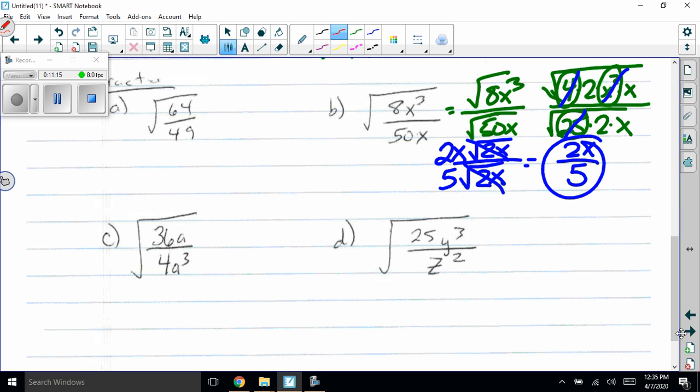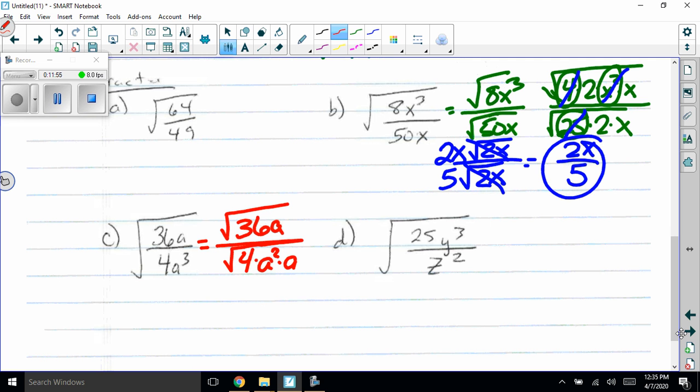Radical 36a over 4a cubed. We'll split them, and we've got radical 36a on top, and then radical 4, and then a cubed is actually a squared times a. Anytime you've got an odd exponent for your variables, you can just pull one out, and then the rest of it is going to be the perfect square. So if you've got 3 for your exponent for a, take one of them out and make it a squared, and you have the a separately. Then that a squared is your perfect square that you're going to end up pulling out of the radical.